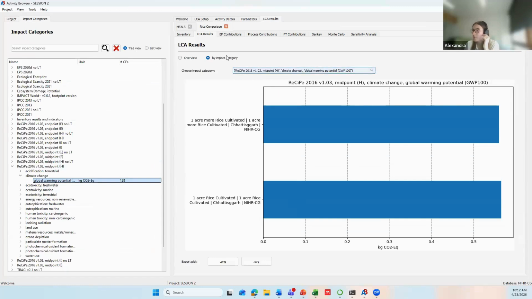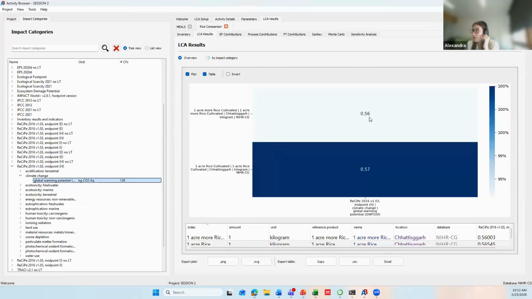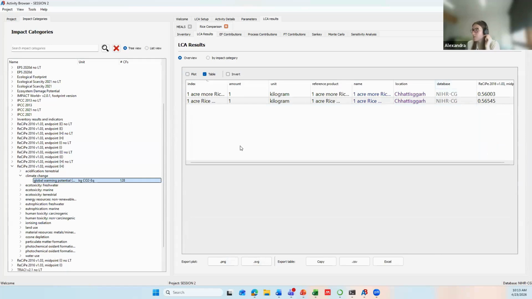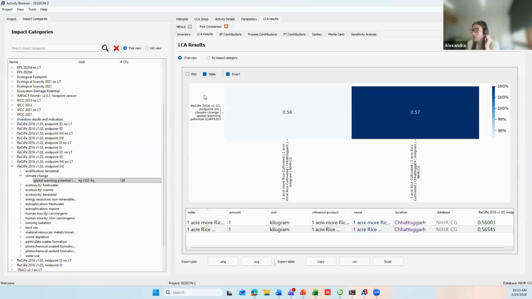You can either look at it by impact category. If you had others, this would be a drop-down list, or you do an overview. Overview gives you the results. As expected, if there's more rice produced with the same inputs, it will have a lower impact. Here, the difference is not very important, but this is just an example. And here, this is the plot up there. But what mainly you end up using is the table, which then you can export to Excel or to another software to make it more visible.